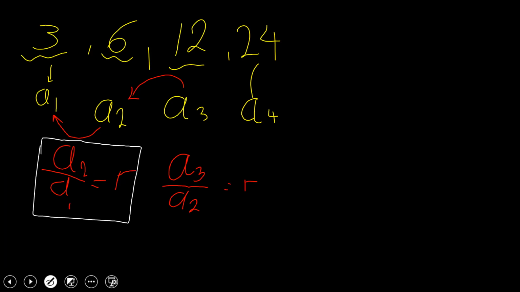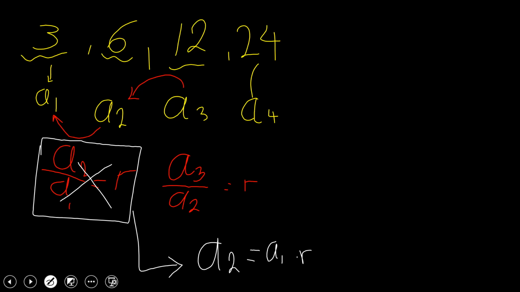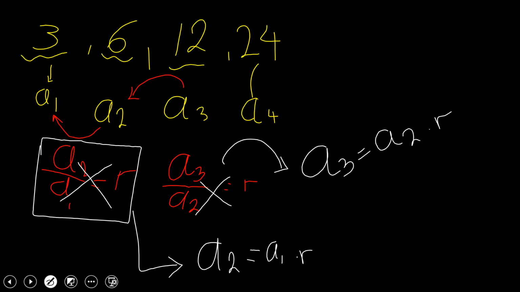Okay, now, let's make a cross product. We will notice that a sub 2 is equal to a sub 1 times r. Is it right? And if you look here also, you will see that a sub 3 is a sub 2 times r. So what does it mean here? If I want to find the third term, I have to multiply r by the previous term, or the term that comes before it.